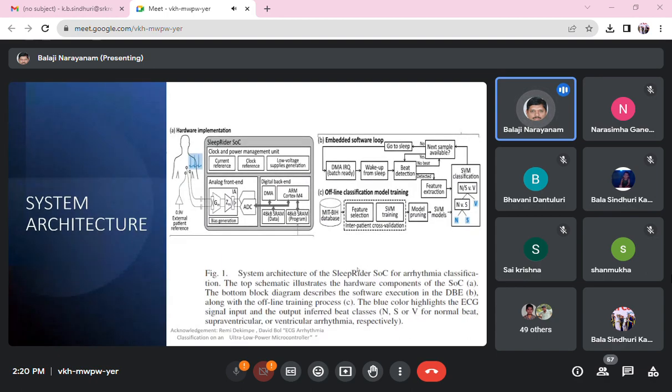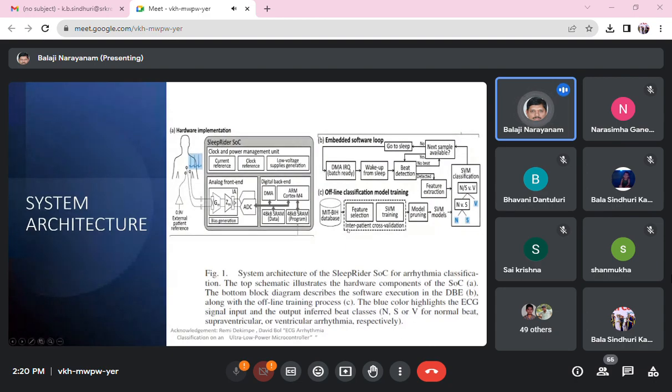There is an ADC. Then in the digital domain, we are going to process the signal. In the digital backend, we have an ARM Cortex M4, which I can replace with an FPGA or so. And then there is static RAM. There are two kinds of static RAMs: one exclusively for the data, the other for the program memory. There is a direct memory access, DMA. There is a clock and power management unit with low voltage supply generation, and there is a clock reference and current reference.